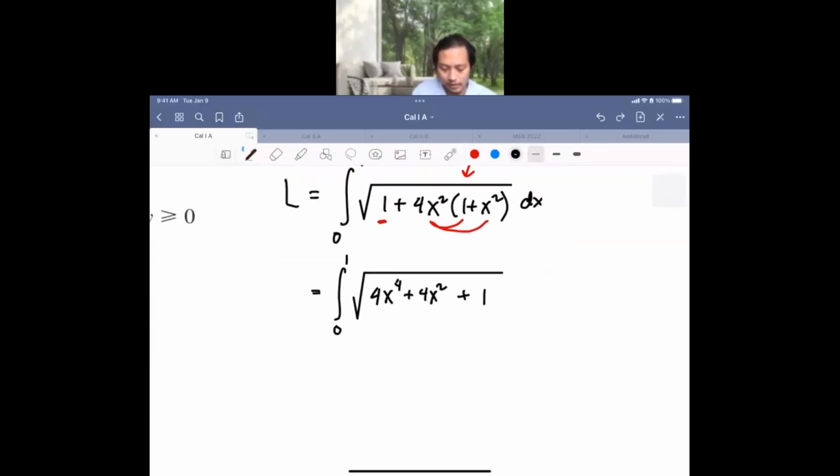Now next seems still not factorizable, but we can try to factorize. Because it's 4x squared, so probably 2x squared, and this is 1, so maybe 1. So we check it's true that this is this part, right? So we could take this and write down that, let me put absolute value to make sure that this is positive.